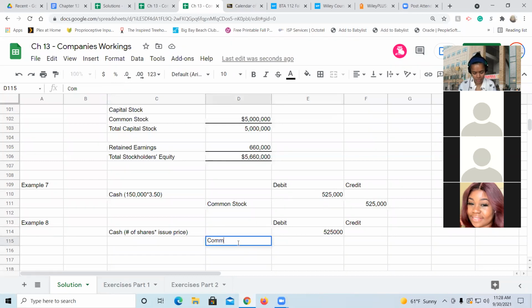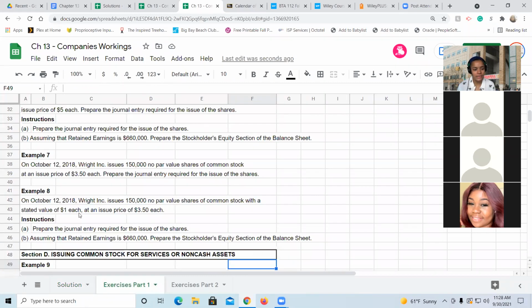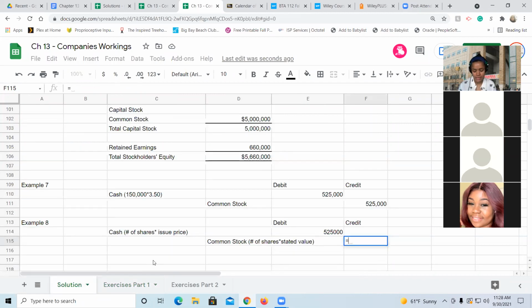Then the common stock is going to be the number of shares times the stated value, because there's a stated value here. We have to follow that as if it's par value. So the stated value is $1 and it's 150,000 shares. So it's going to be 150,000 times 1, which is 150,000. No surprises there.